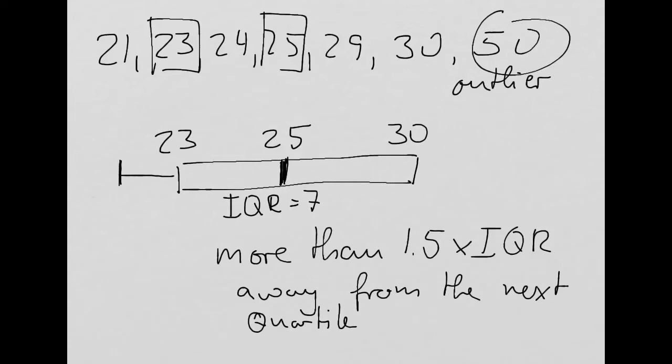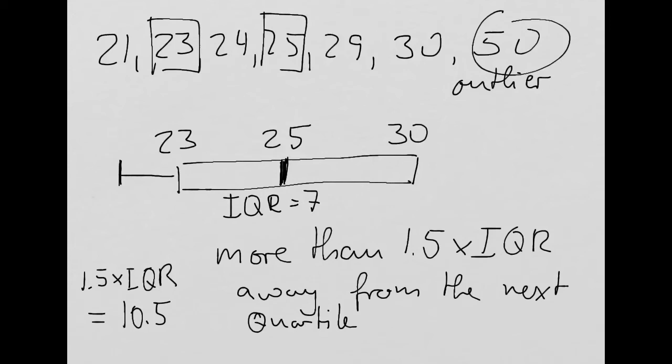So IQR in this case is 7. 1.5 times 7 is 10.5. Is that right? So 1.5 times IQR is 10.5. So we can put in the range for outliers. And these ranges are called fences.